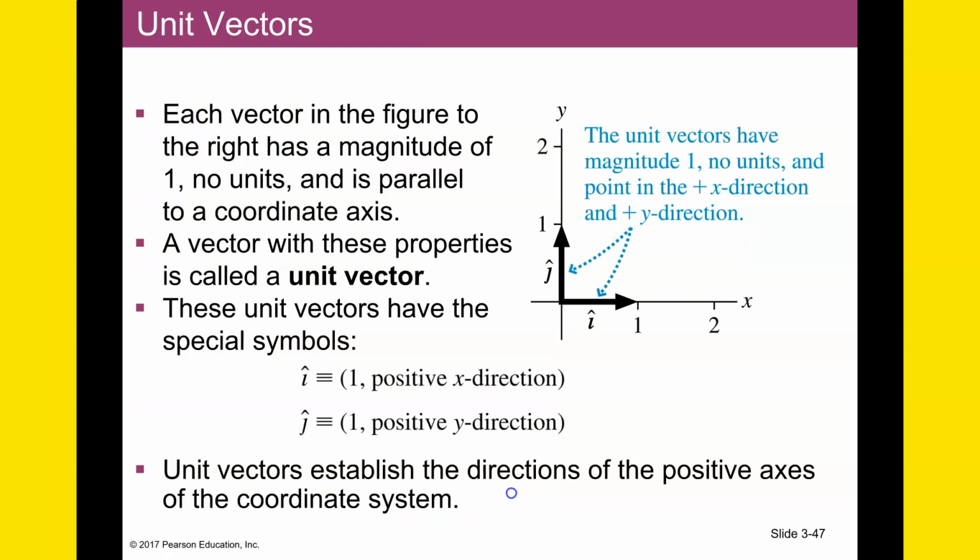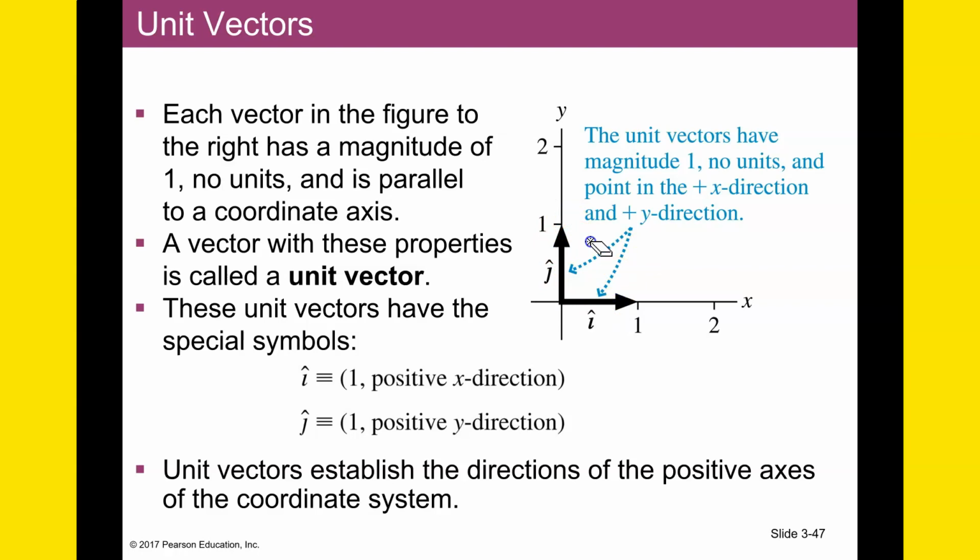All right, unit vectors. Each vector in the figure to the right has a magnitude of 1, no units, and is parallel to a coordinate axis. A vector with these properties is called a unit vector. These unit vectors have special symbols i and j. So i is the unit vector in the positive x direction. j is the unit vector in the positive y direction. And they both have a length of 1.